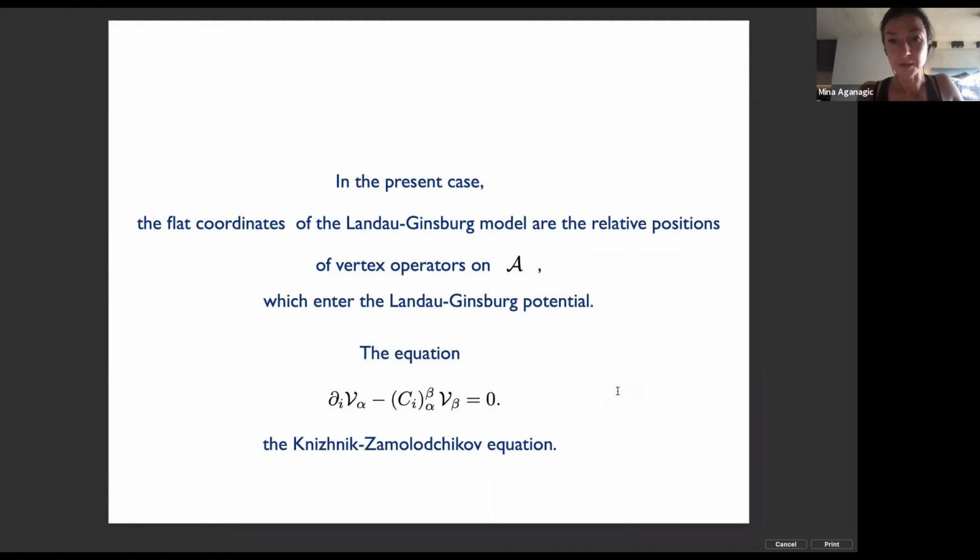In the present case, these flat coordinates... Now, in fact, a general way to produce such flat coordinates is mirror symmetry. So in our case, mirror symmetry identifies these flat coordinates, or simply by direct computation, they are the relative positions of vertex operators on the Riemann surface that enter the Landau-Ginzburg potential. And the equation that the cigar amplitude satisfies is exactly the KZ equation.